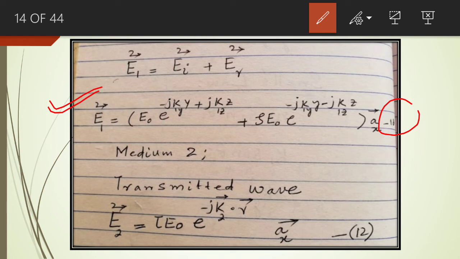If you guys remember, we discussed that the unit vector ax and the unit vector ay are tangential to the interface. These two unit vectors are parallel to the interface, and the unit vector az is normal to the interface. So the only unit vector which is normal to the interface is az. The remaining two unit vectors, ax and ay, are tangential to the interface. So the total electric field intensity in medium number 1 is parallel to the interface. Why? Because it is along the x-axis.